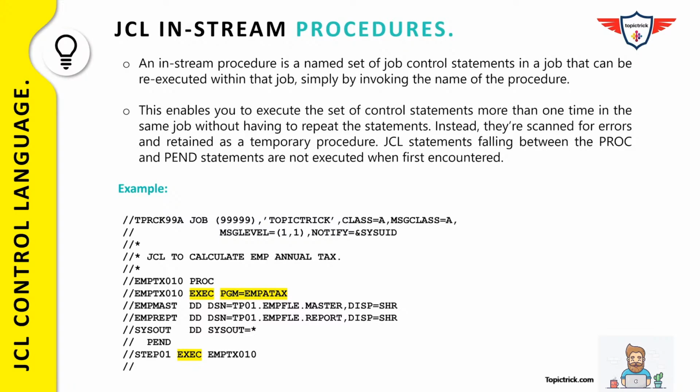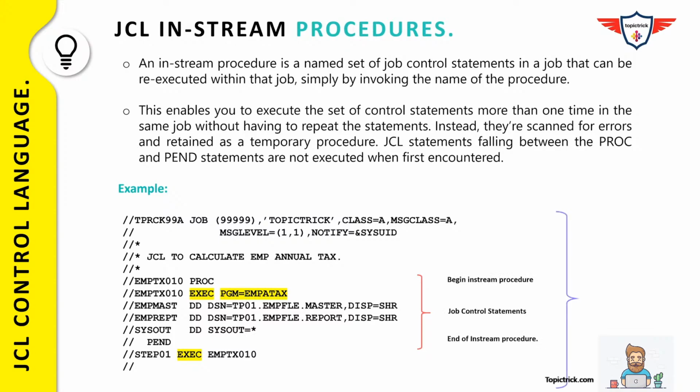So here's a sample JCL that includes an in-stream proc, and I will be invoking this in-stream proc within the JCL itself. Let me quickly walk you through the sample JCL. The first two lines are a job card, and we have discussed in our previous slides how to write a job card. The next three lines are a comment, and it is always recommended that you include a precise description of what this JCL is actually doing. In this case, I've included a short description that says JCL to calculate employee annual tax.